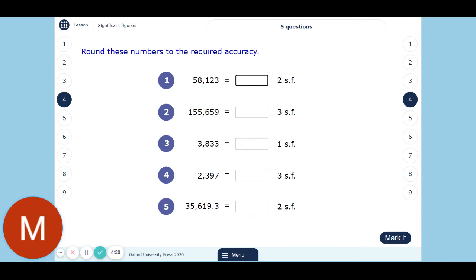Okay, so let's check some answers. So 2 significant figures. It's between 58,000 and 59,000, and it's closer to 58,000. 3 significant figures, so I'm going to use the first 3. It's between 155,000 and 156,000. It's closer to 156,000 because this number is bigger than the 5. 1 significant figure, so it's between 3,000 and 4,000. It's closer to 4,000 because that's an 8. Three significant figures, 1, 2, 3. So it's between 2,390 and 2,400. It's closer to 2,400. We had to round this 9 up because the 7 was bigger, but when you round the 9 up, it's got a knock-on effect. It knocks up the next number as well. And this one, two significant figures, so between 35,000 and 36,000, and because of the size of that number, it is 36,000 that is closer. So hopefully you got those right.